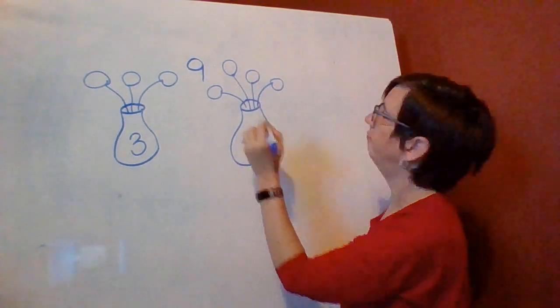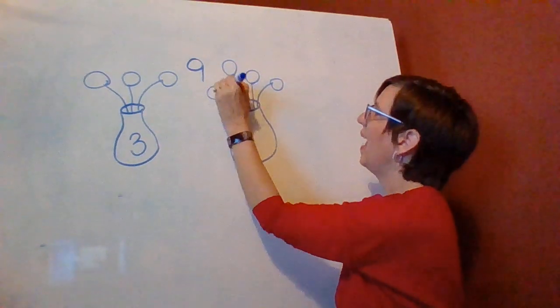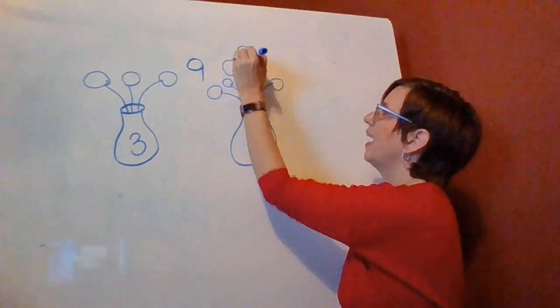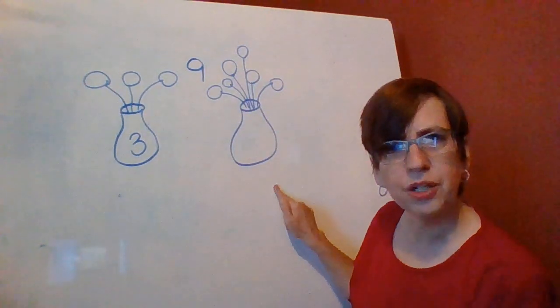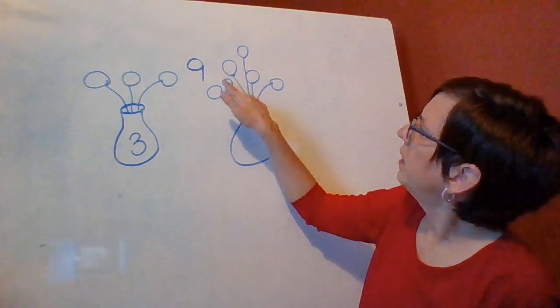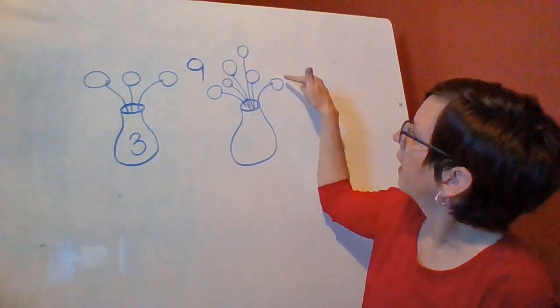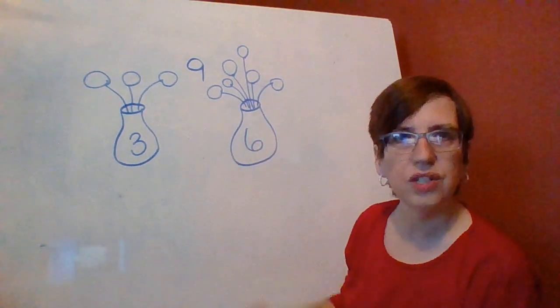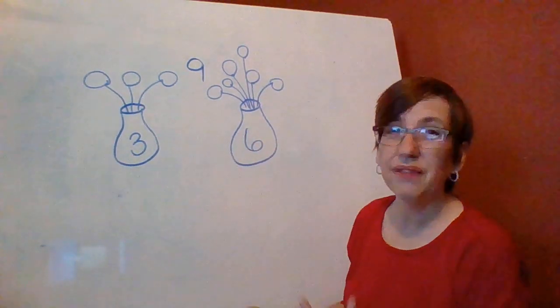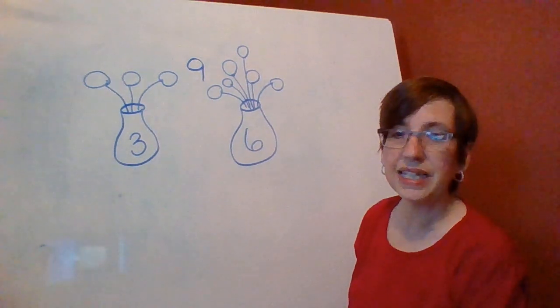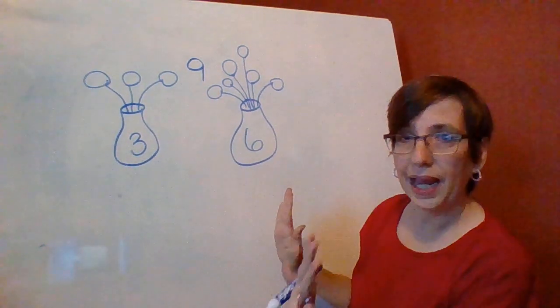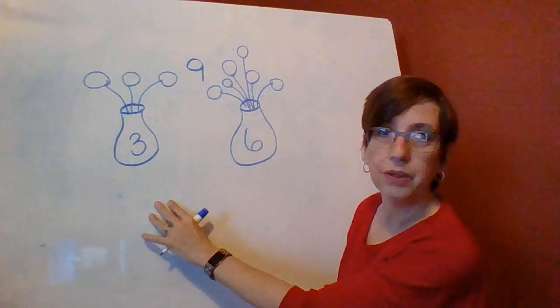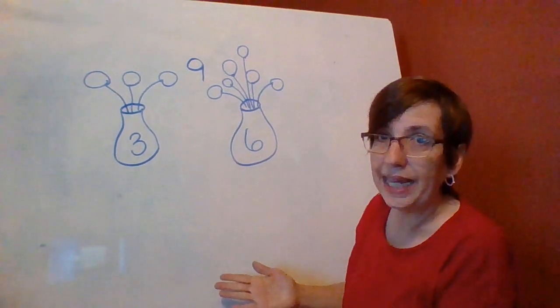Can I stop yet? No. 8, 9. So how many flowers are in here? 1, 2, 3, 4, 5, 6. How did you divide the flowers? You could have done it several different ways, but what I want you to do right now, it doesn't matter whether your flowers are divided the same way as mine.